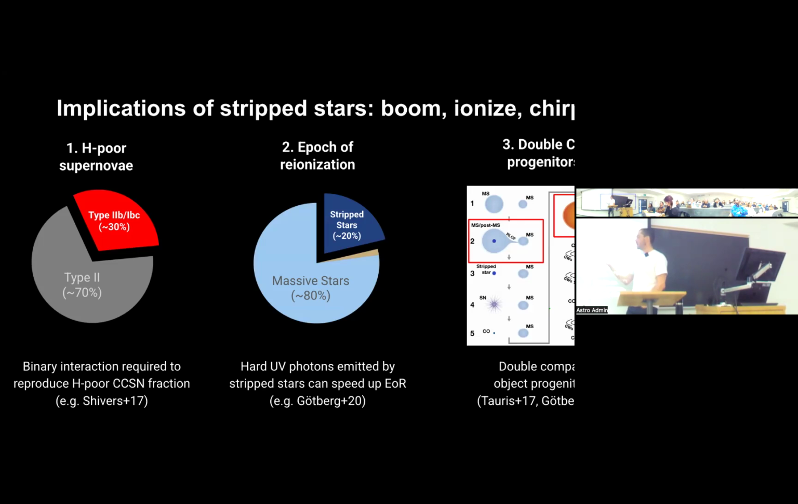On top of this, depending on the UV output you assume for stripped stars in the early universe, they can contribute 10 to 30% of the epoch of reionization energy budget. And finally, stripped stars are gravitational wave merger progenitors. Here I'm showing an evolutionary pathway taking two main sequence stars to a double neutron star merger. You can see that there are two phases of envelope stripping required here to make this scenario work.